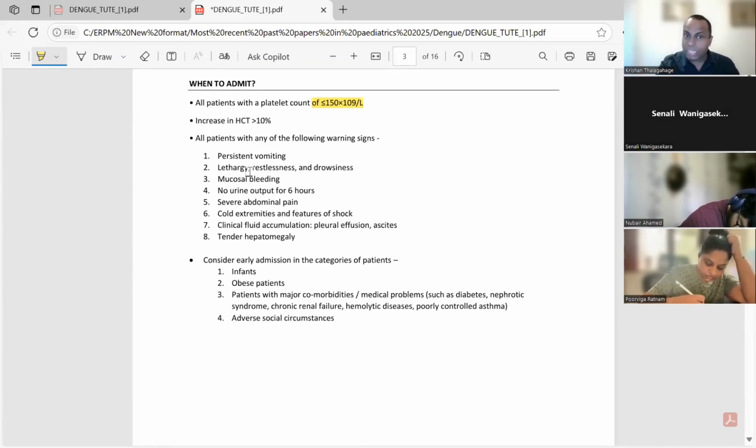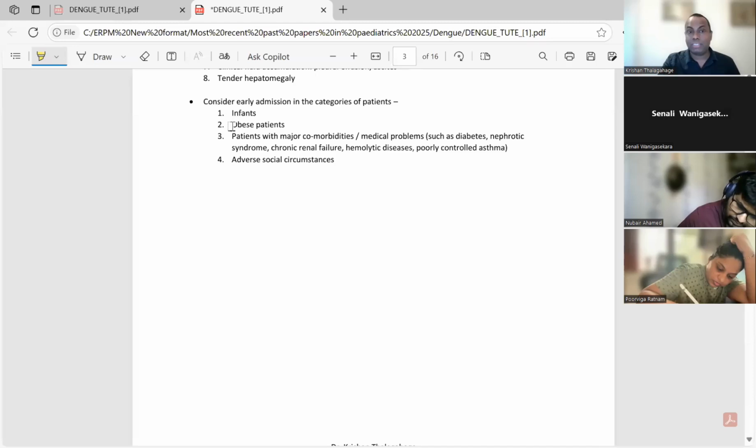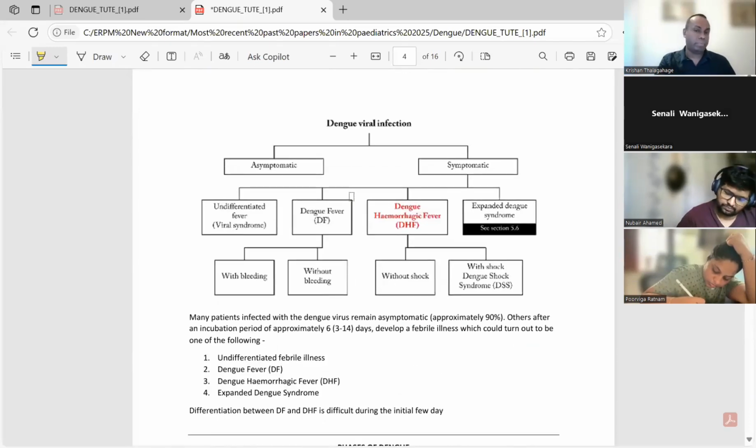Any child presenting with vomiting, lethargy, mucosal bleeding, no urine output for the last 6 hours, severe abdominal pain, cold extremities, or clinical features of fluid accumulation like pleural effusions, ascites, or tender hepatomegaly, you admit those patients. Was that understood? Consider early admission if the patient is an infant, an obese patient, or has other comorbidities like nephrotic syndrome or chronic renal failure. With adverse social circumstances, you will admit.